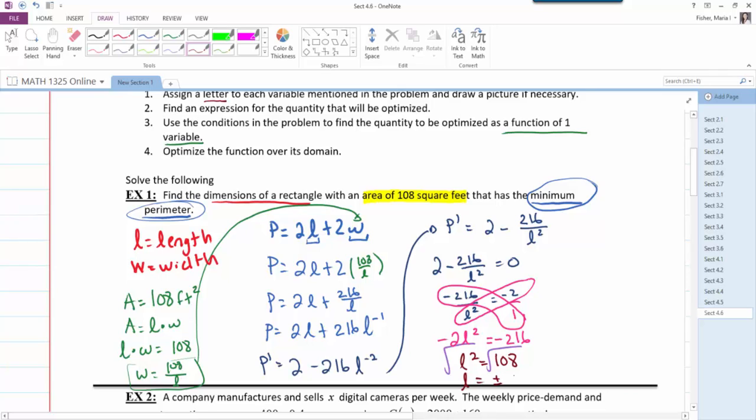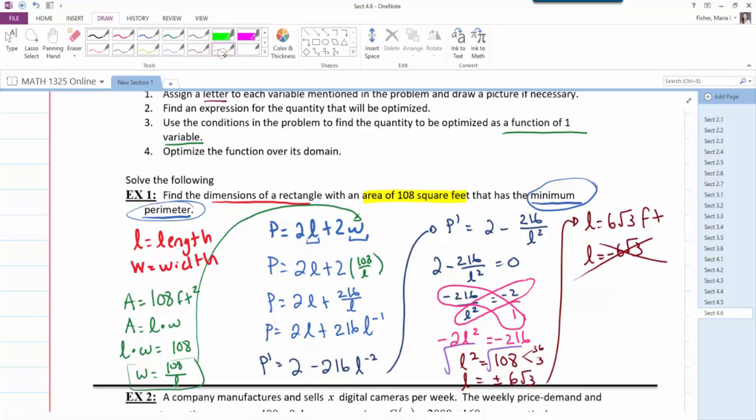Now the square root of 108, the largest perfect square that divides 108 is 36. It's 36 times 3, so this becomes 6 square roots of 3. Now we have two answers here. We have L is equal to 6 square roots of 3 and L is equal to negative 6 square roots of 3, but we know that length cannot be negative. So the length for this rectangle should be 6 square roots of 3 feet.